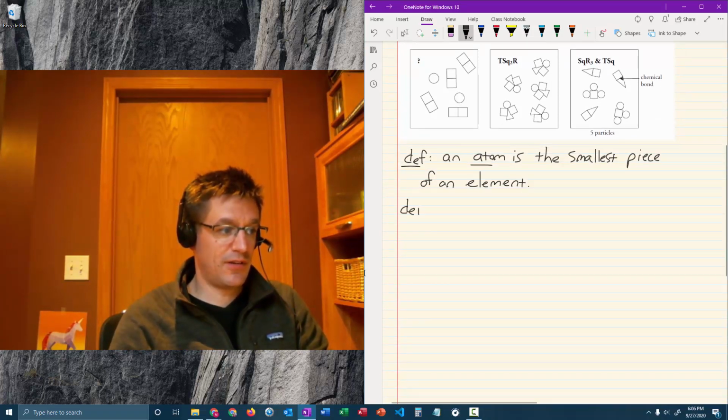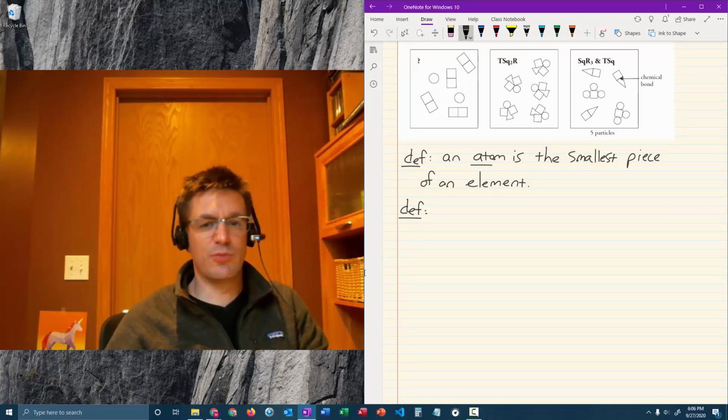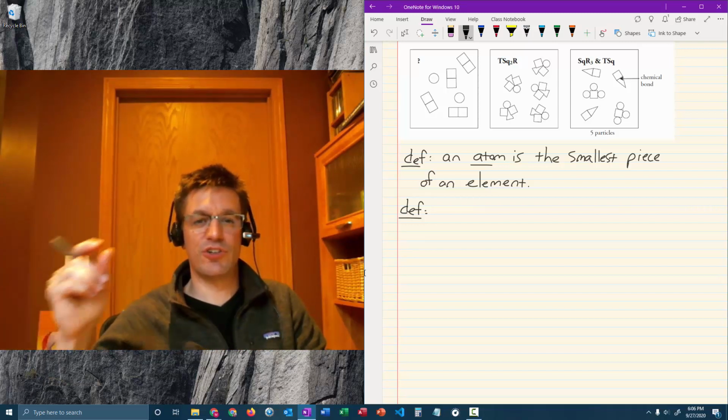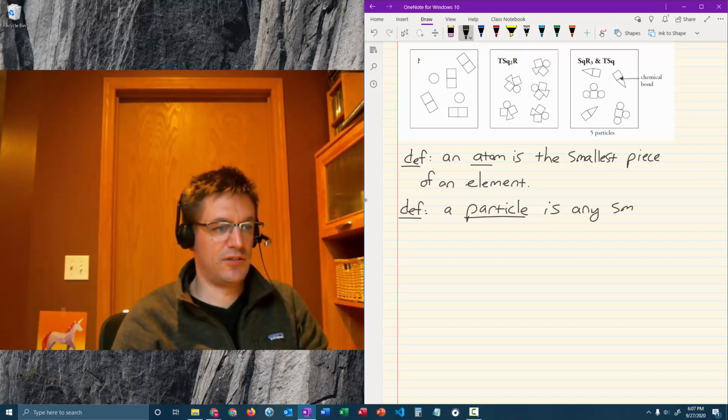We've also got the word particle. Particle is more of a general term. It's more of a broad English word instead of a chemistry word. It just means a small piece of something. So a particle is any small piece of matter.